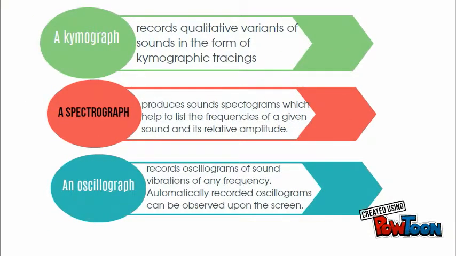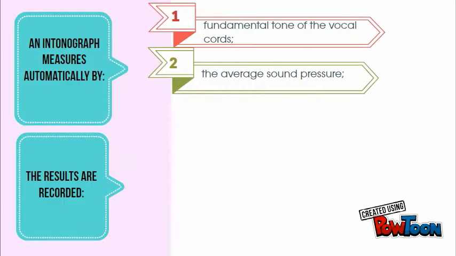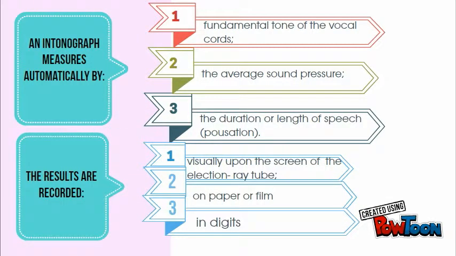Special laboratory equipment such as kymograph, spectrograph, oscillograph, and intonograph helps to obtain the necessary data about the properties of speech sounds. The results are recorded: the first, visually upon the screen of the electron ray tube; the second, on paper or film with a continuous reproduction by tape recorder; and the third, in digits.